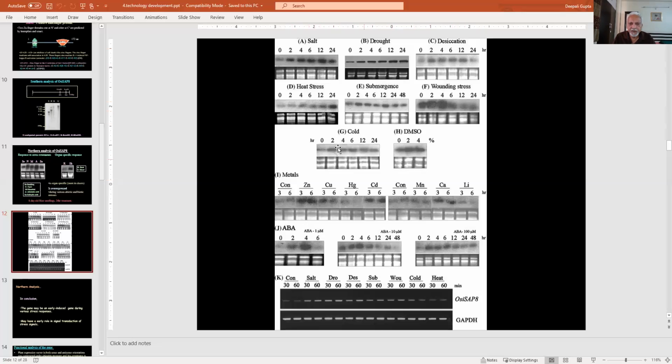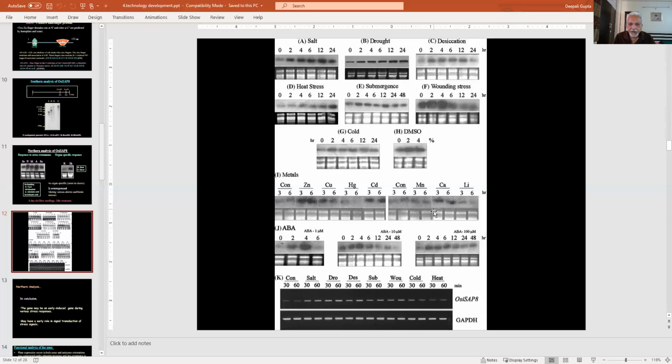Similarly, cold treatments, you see here, and heavy metals also, this gene responds to heavy metals too. If you see control, 3 and 6 hours, and with this, if you compare zinc, copper, magnesium is lethal within 3 hours. The plant dies. And then the cadmium, you can see a lot of transcripts are accumulated in 3 and 6 hours as compared to control. And similarly, you can see these other metals, which were tested.